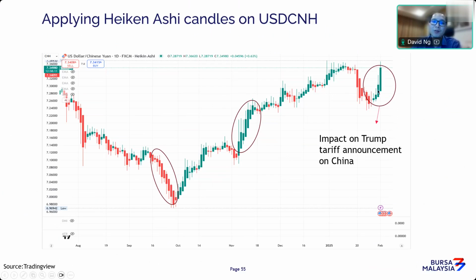Now, this is an example on the USD CNH. The reason there's a big buy here is because Trump announced something, especially the 10% tariff announcement on China. You can straight away see the currency market start to react. So if you're in the currency market space, you really have to be careful whenever Trump says something. You have to watch out for his Twitter posts, because that will create chaos, especially in the currency market.